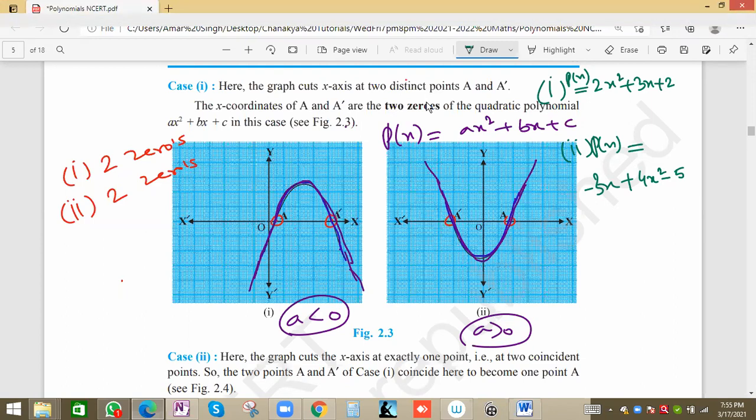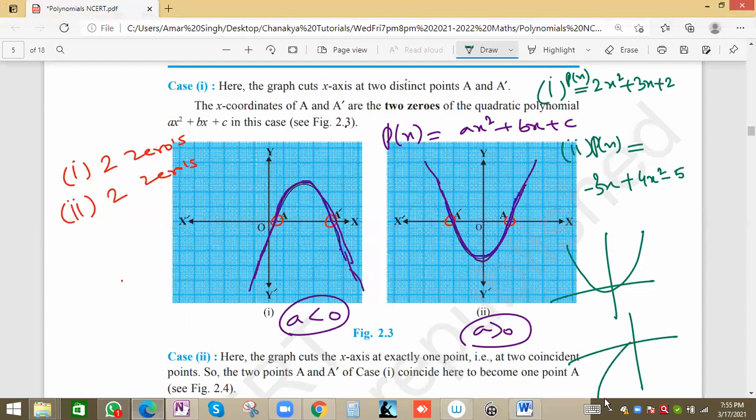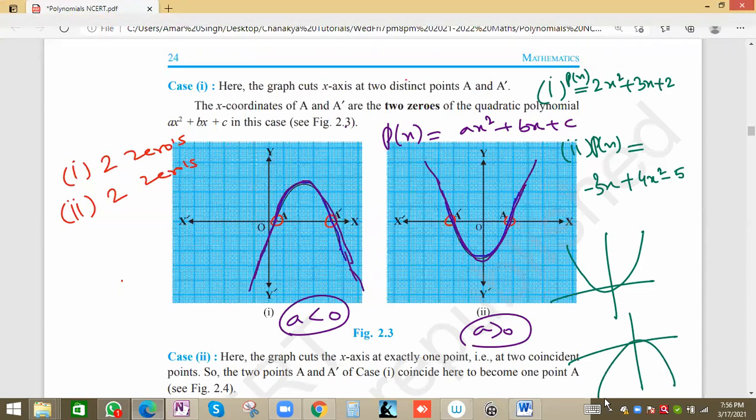My question is, for the first and second, for which one will the graph open in the upward direction, and for which one will the graph open in the downward direction? Graph means curve. The curve will be parabolic, because the degree is 2, the maximum power of x is 2. What would be the answer? From the given graphs, we know that opening in the downward direction means a is less than 0, and opening in the upward direction means a is greater than 0.